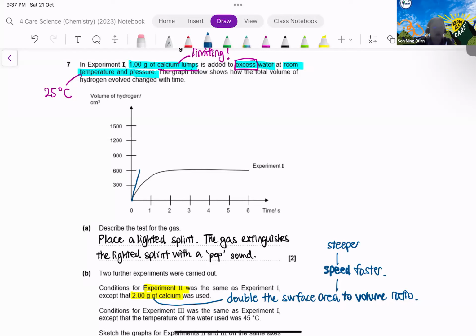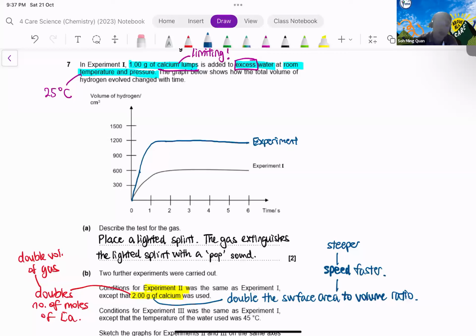Next, because I have doubled to 2 grams, this not only doubles the surface area to volume ratio, it also doubles the number of moles of calcium. And we know calcium is limiting, so it will double the volume of gas produced. So what it means is that now it needs to produce double. Okay, just give me a minute. Let me draw nicely. So it's not random, people. It cannot end off anywhere else. It must end off at double the volume.